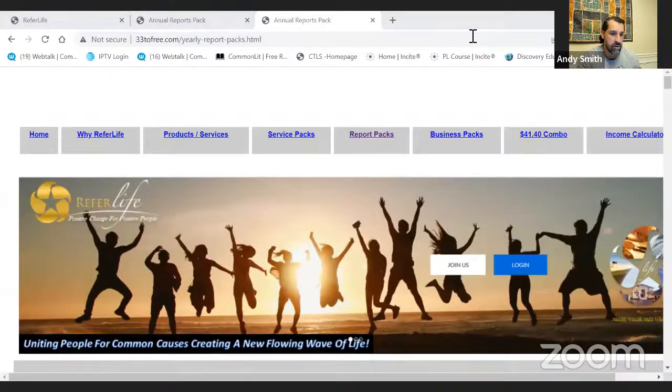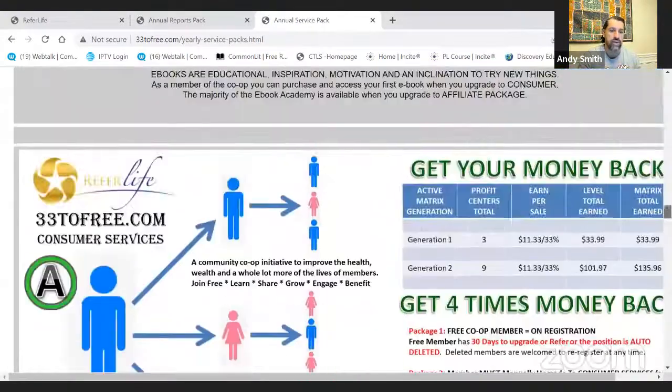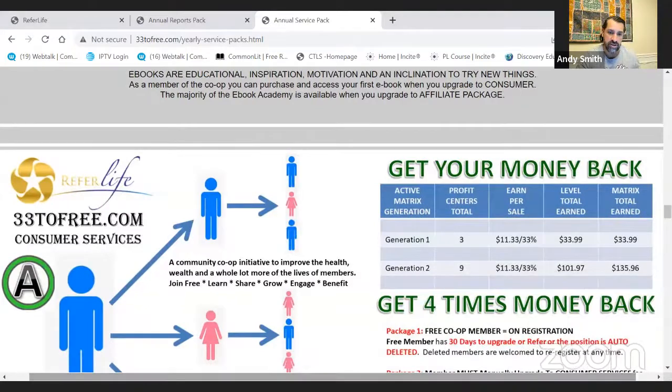So let me show you the other matrices. You just saw us upgrade to consumer. On that consumer, in this particular matrix, which is only a 2-generation matrix, it's the same 3 people that are in your 3 by 11, the same 9 people. You're not having to get more people to do this. They're already in the system, and as they're growing, the system is growing. When they upgrade to that 33.98, you're going to get 11.33. We saw that. There's your total.